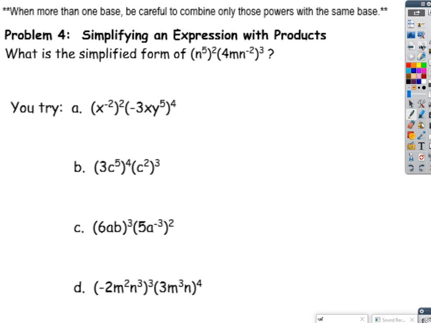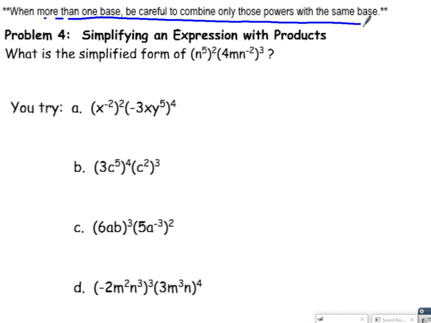One more problem. We have more than one base now, but be careful. You only combine those powers with the same base. We're going to use a lot of rules. So the first example is, what is the simplified form of n to the 5th squared times 4mn to the negative 2 cubed? So let's do the first part.